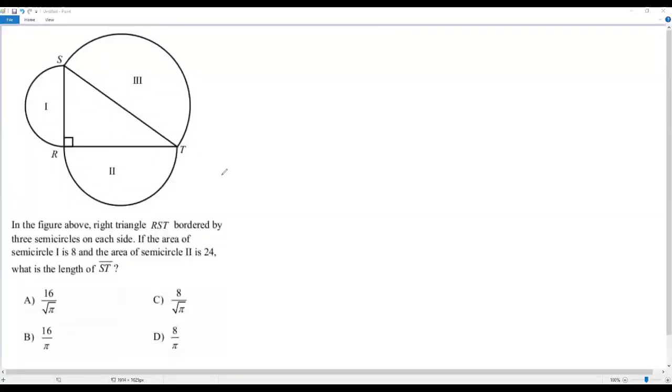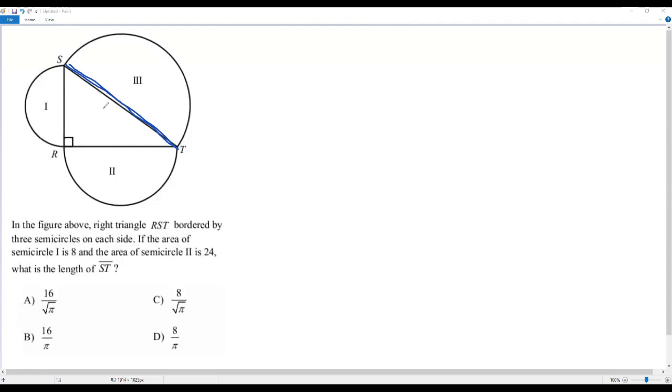Here we have a SAT math problem. Okay, let's go to the question. In the figure above, right triangle RST is bordered by three semicircles on each side. If the area of semicircle 1 is 8 and the area of semicircle 2 is 24, what is the length of ST? In the right triangle, we have to find the length of this line segment ST.